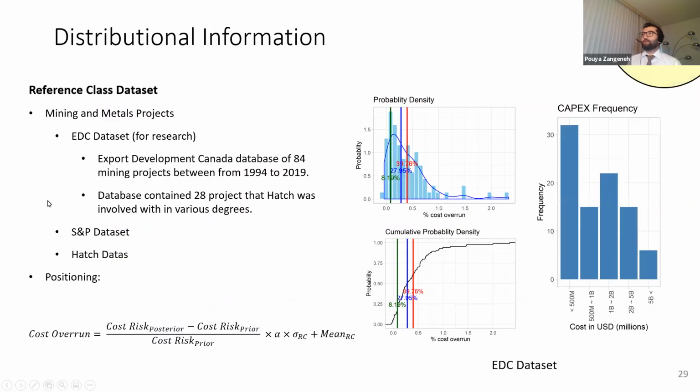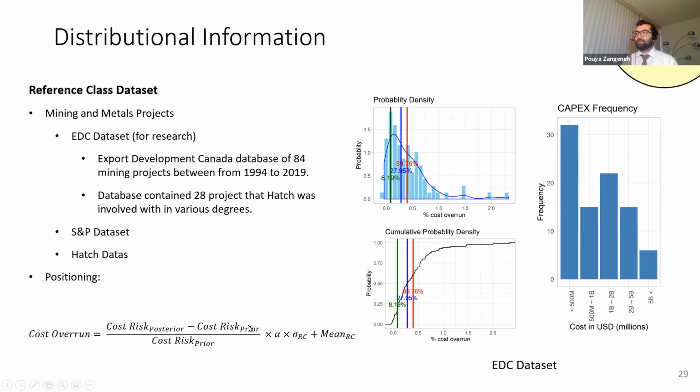And for the distributional information, the outside view, we've been lucky to be able to collaborate with EDC, which is Export Development Canada, essentially an export development bank, who shared with us their data set for our research. And this is their data set. It showed an average of 39% cost overrun across the mining projects that they had. We also tried it with different data sets, but these were licensed or proprietary, so we couldn't really share them in the presentation.